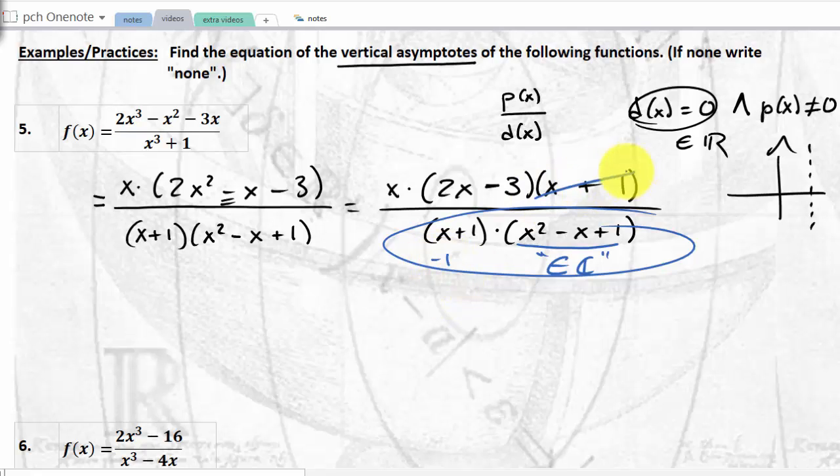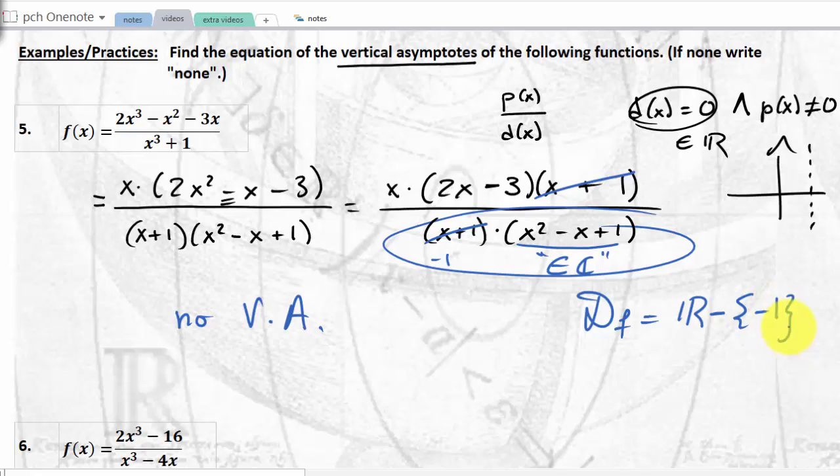Unfortunately, it's also a solution of the numerator. So you do not have any vertical asymptotes. No vertical asymptotes, okay? While the domain here, be careful, the domain is all real numbers except negative 1, okay? But at negative 1, what you have is a hole in the graph. You can check on your calculator for the graph of this function, okay? You do example number 6.